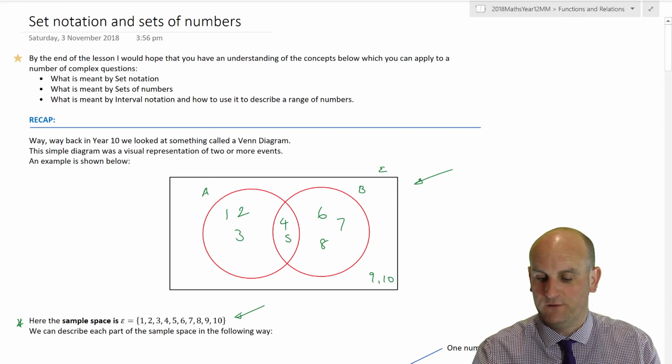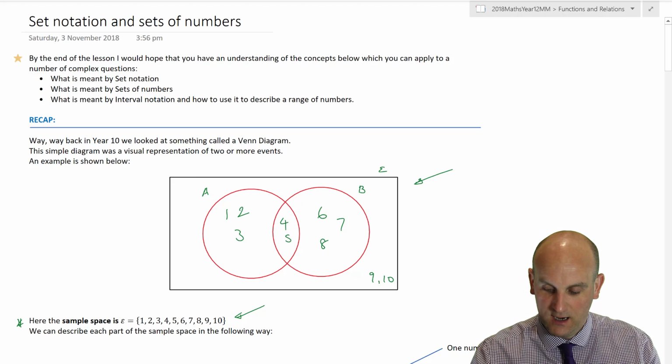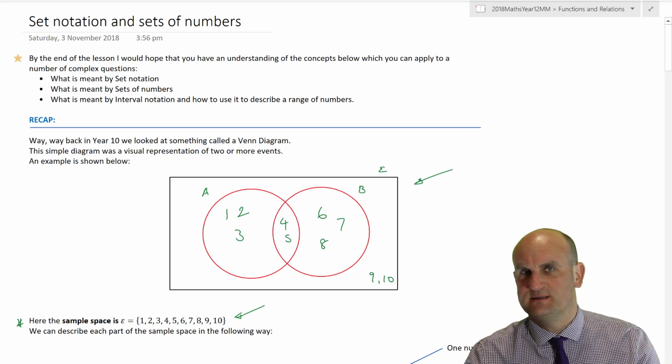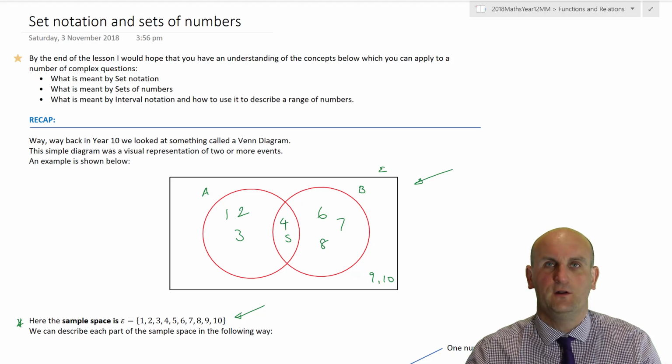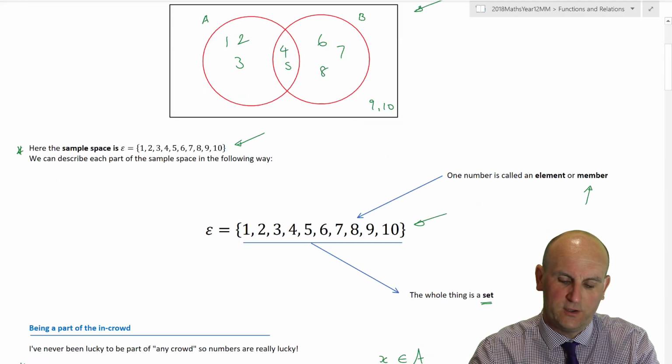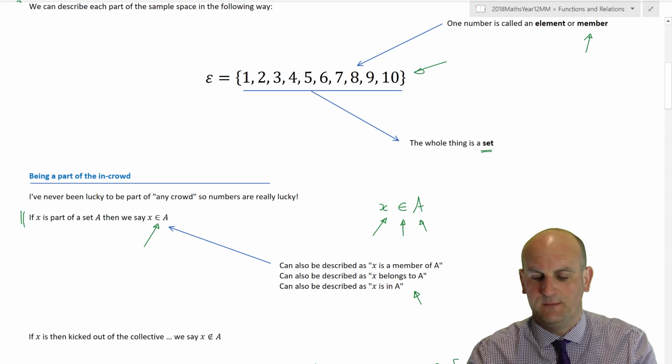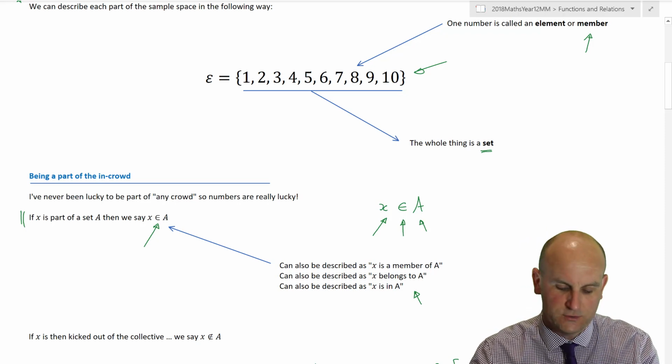All right, ready for a 45-second Twitter recap? Hi and welcome, and today we have dealt with set notation and sets of numbers. Now this is quite a lot of stuff, to be perfectly honest with you, that we went through. We started off by looking at Venn diagrams, and we ideated the idea of sample spaces with elements and members, and knew that the whole thing was called a set.